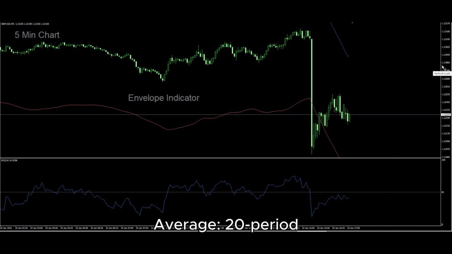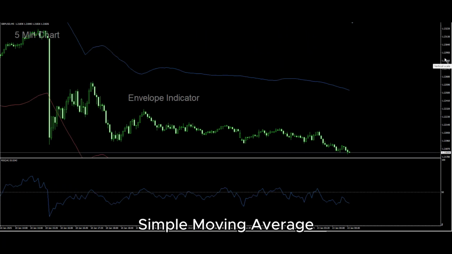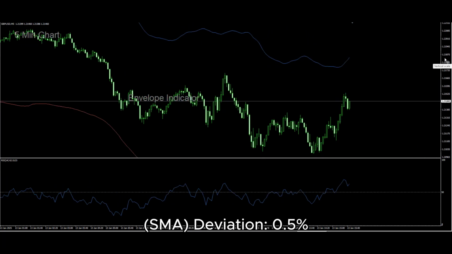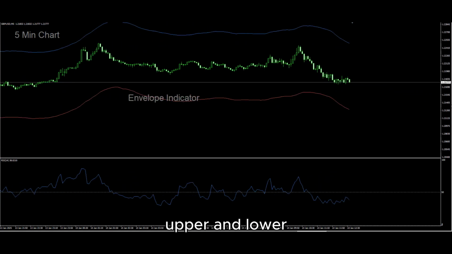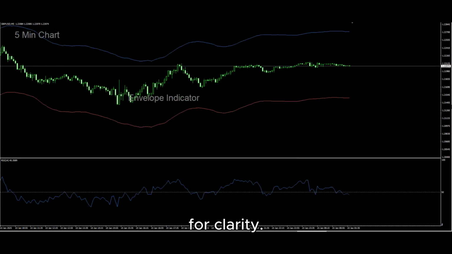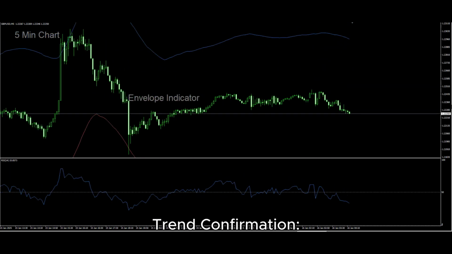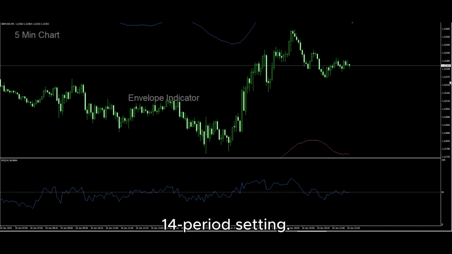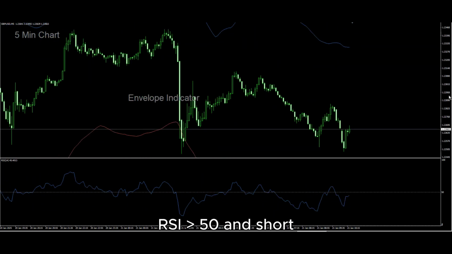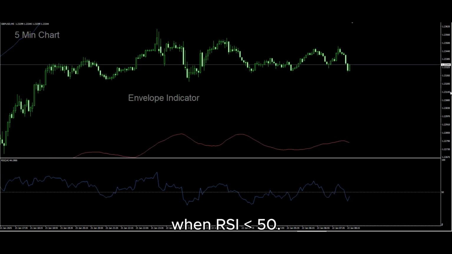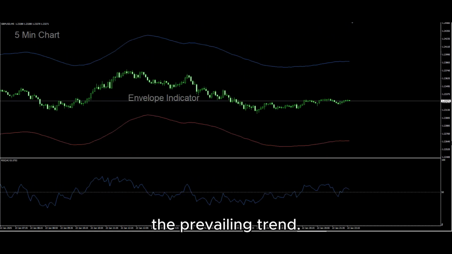Moving average: 20-period simple moving average, SMA. Deviation: 0.5% for the upper and lower bands. Color the upper and lower envelopes differently for clarity. Trend confirmation: add the RSI with a 14-period setting. Only go long when RSI is greater than 50 and short when RSI is less than 50. This prevents trading against the prevailing trend.